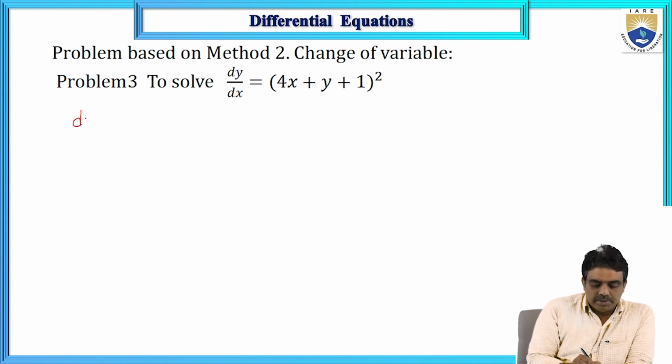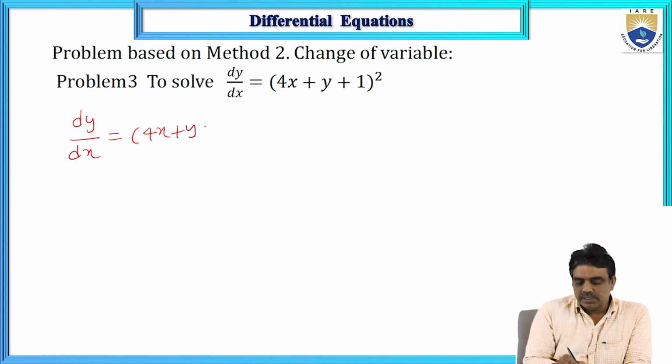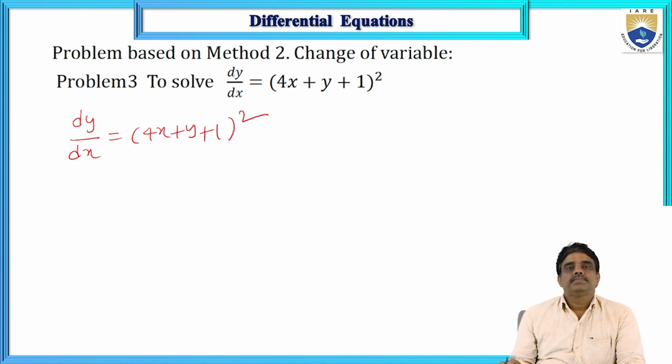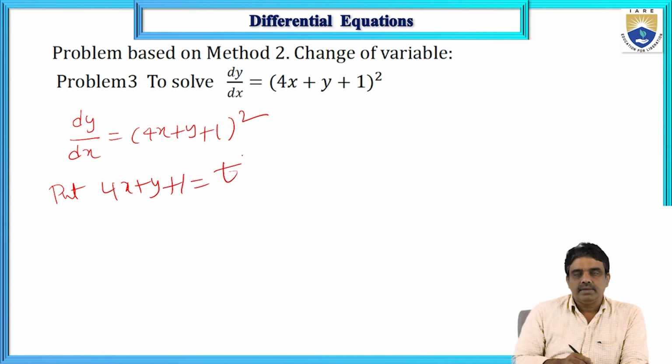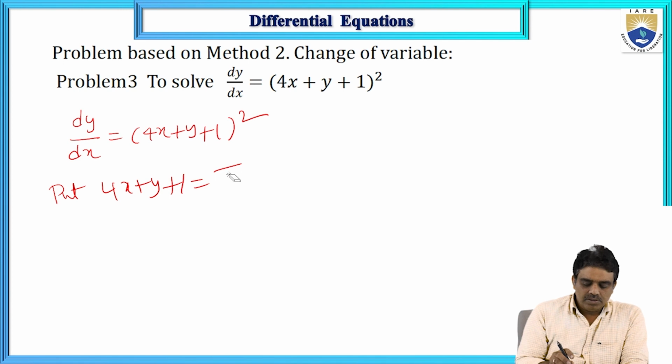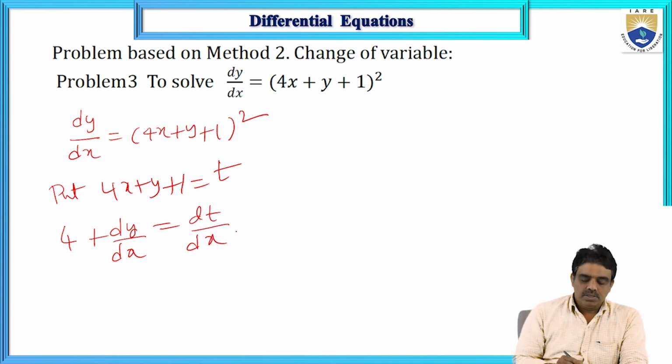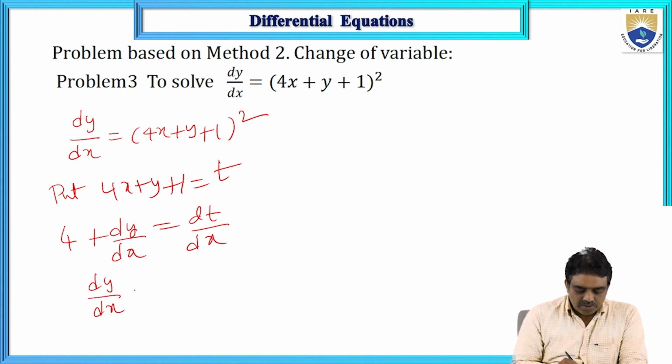So the similar problem, dy by dx is equal to 4x plus y plus 1 whole square. What substitution do we take here? Put 4x plus y plus 1 is equal to some variable t. Then on differentiating, 4 gives 4, y gives dy by dx, 1 gives 0, and t gives dt by dx. So dy by dx is dt by dx minus 4.